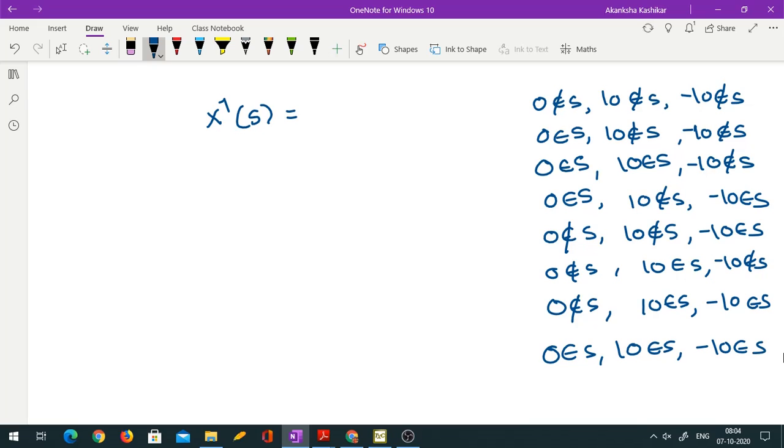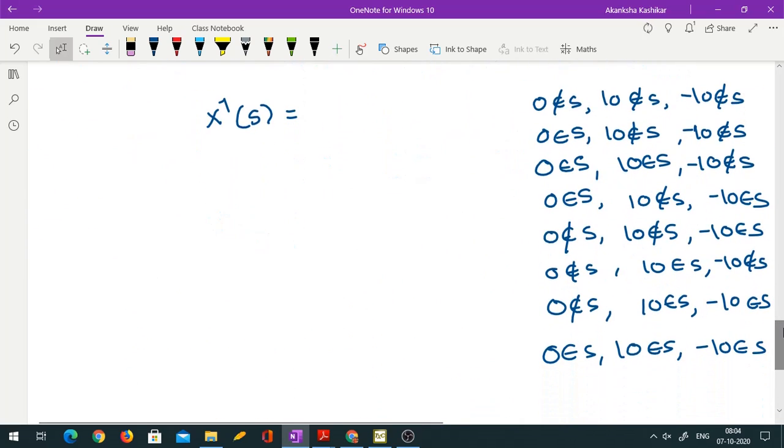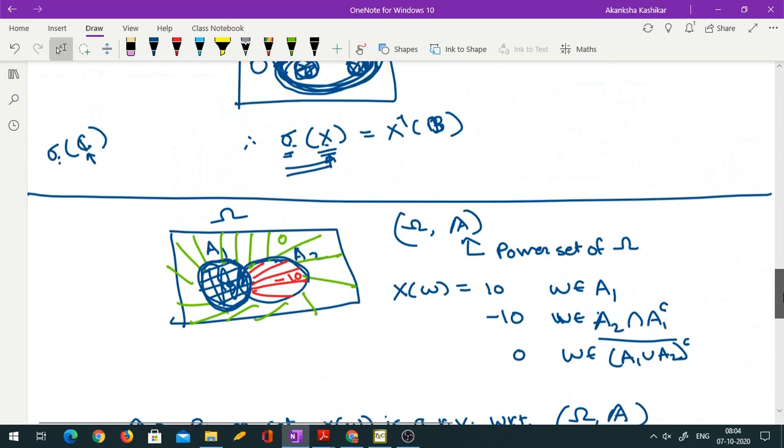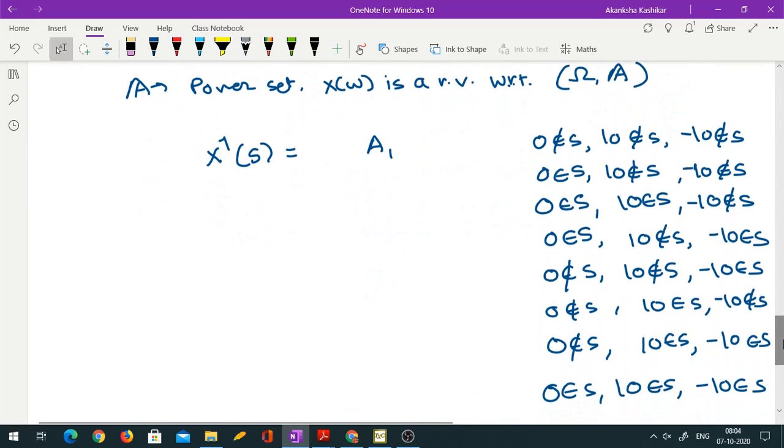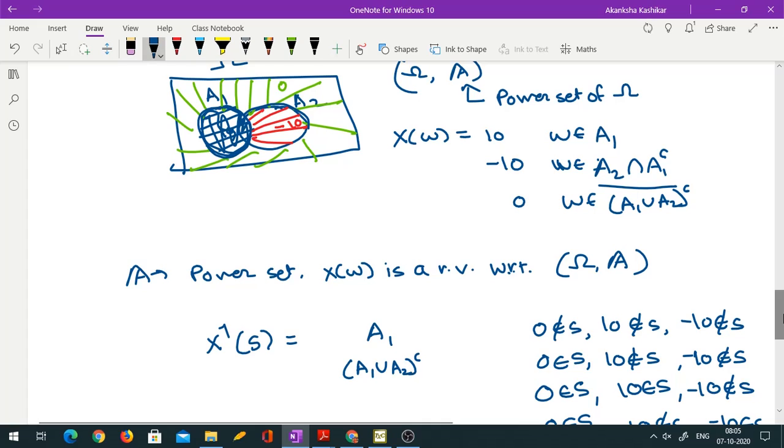Okay, now if only 10 is in S and 0 and minus 10 are not in S, then I get the inverse image of S as simply the inverse image of 10, that is A1. If 0 belongs to S, other two don't, then I get the inverse image of 0, which is A1 union A2 whole complement. Then 0 and 10 are in S, but minus 10 is not in S. So I will have A1 union A1 union A2 whole complement.